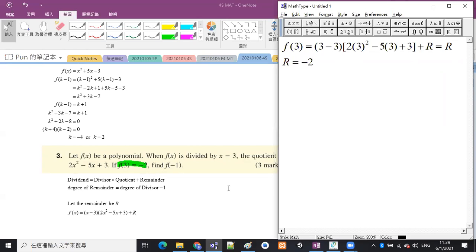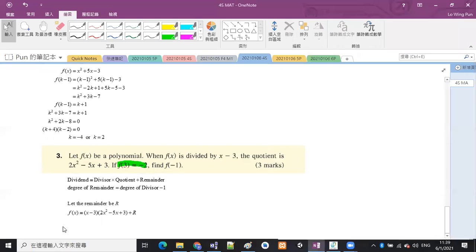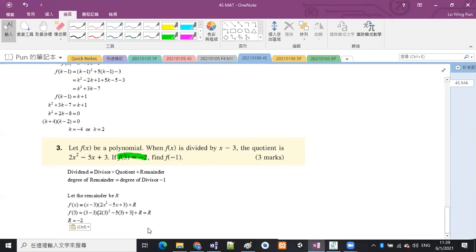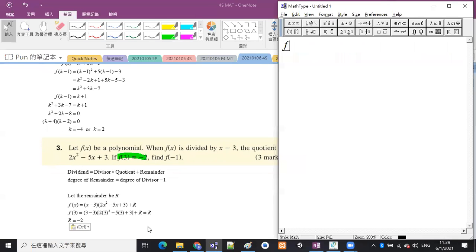Is okay? So we have already found the only unknown in our formula. Okay, so we can write down the complete information of the fx. So x minus 3 times 2x squared minus 5x plus 3 and then minus 2. Okay, now we have the fx. So this is not identity anymore. This is an equation now.